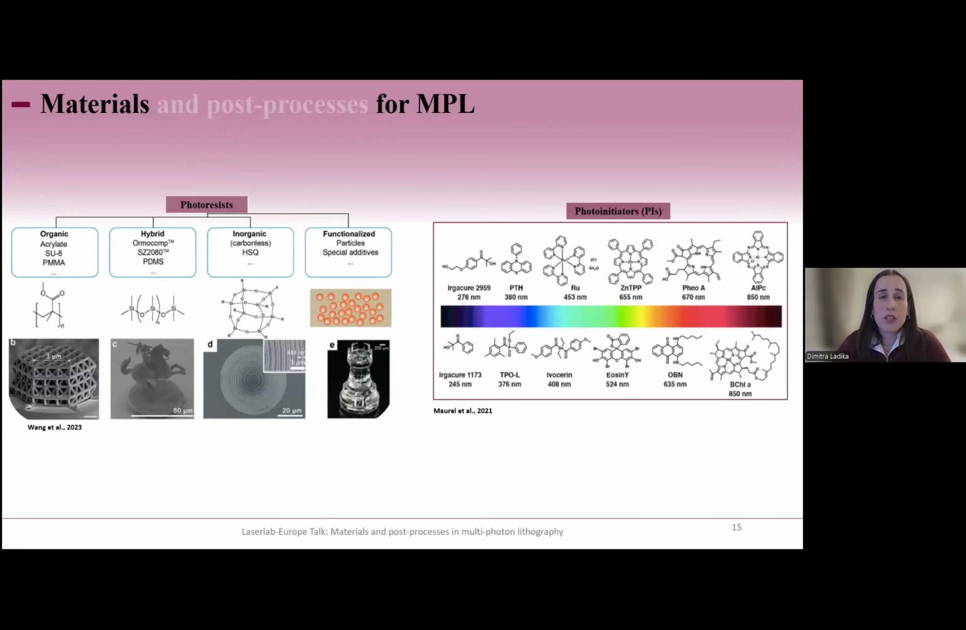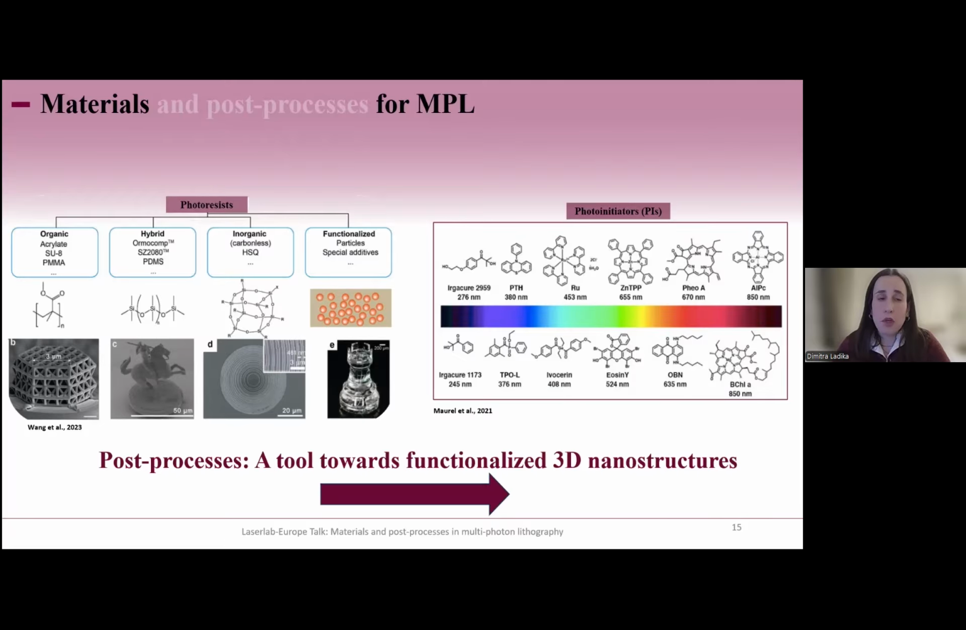What I wanted to say is that by altering the standard components of materials, which are the PIs, or by studying them with PIs or without, we can advance them and better understand the process of MPL. However, it's not enough to functionalize the structures themselves. For this reason, in the last many years, post-processes are the tool towards functionalization of 3D nanostructures, in order to apply MPL in a wide range of applications.